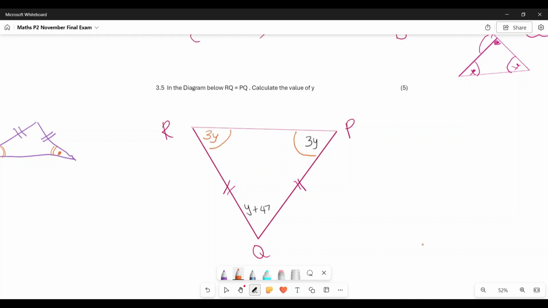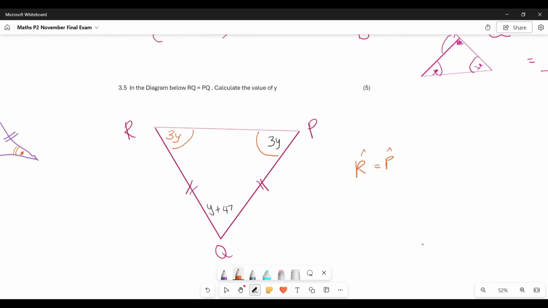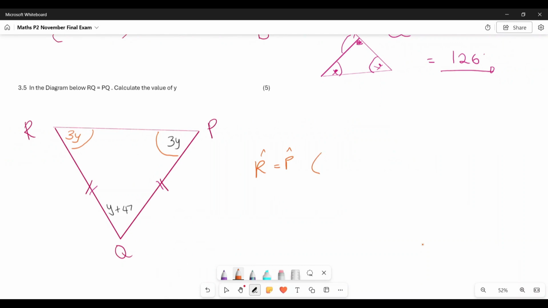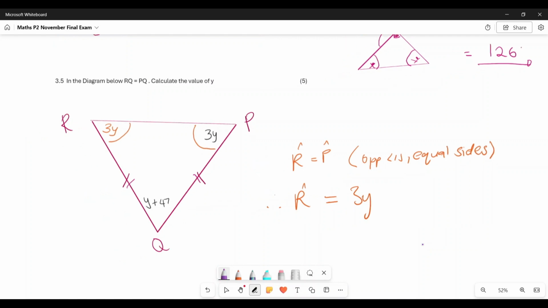So here I'm going to say, okay, my angle R is equal to my angle P, right? And why is that? Opposite angles, equal sides, right? This is an isosceles triangle. So as a result, my angle R is going to be equal to 3y. Now, I need to determine my value of y.